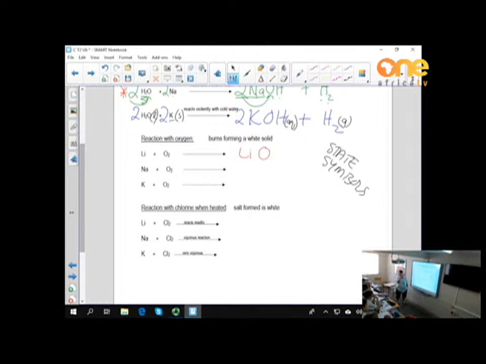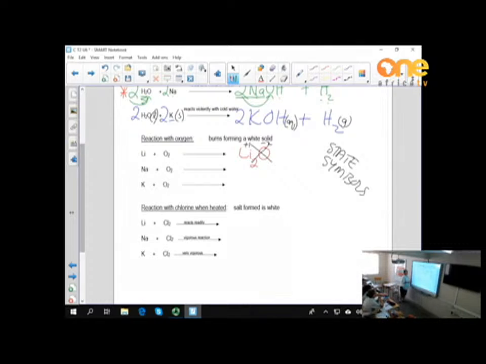What's the formula? Lithium has a charge of +1 because it's in group 1, but oxygen lies in group 6. It's got a charge of -2. So how does the formula go? Over there like that. So I am going to have Li2O as a formula. All right?